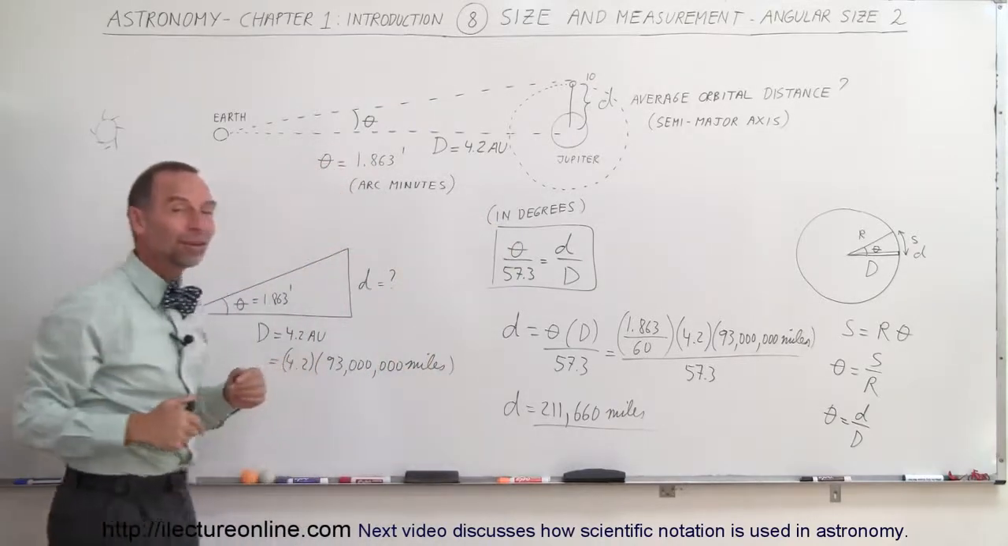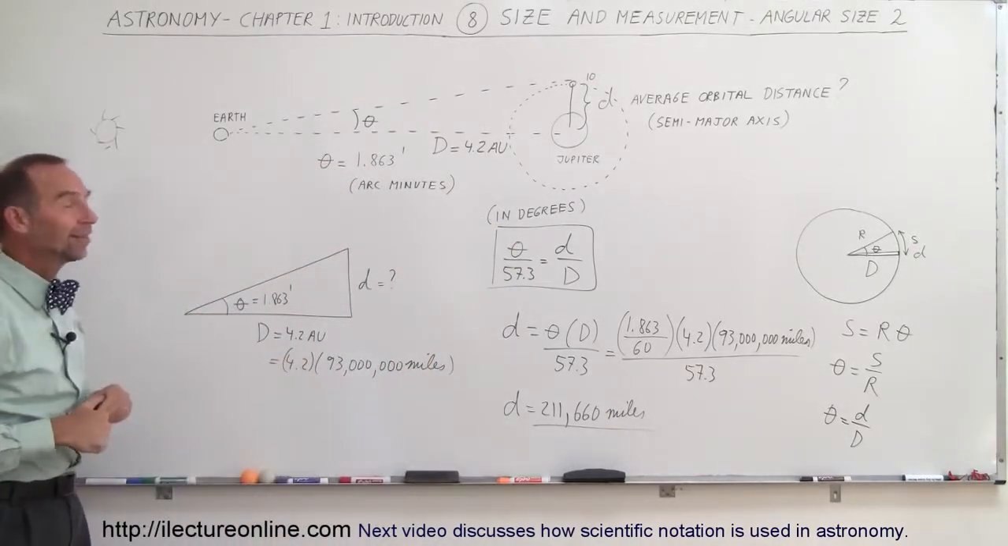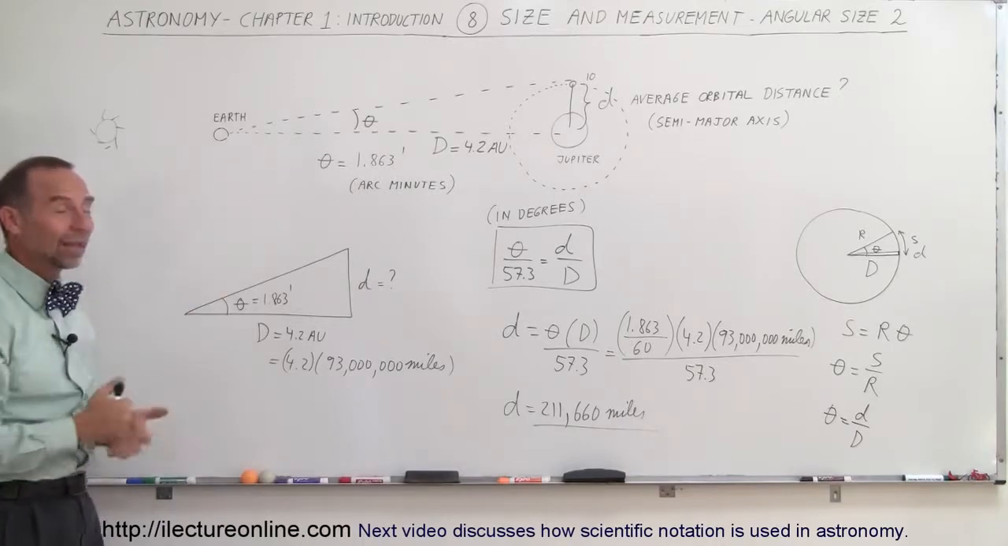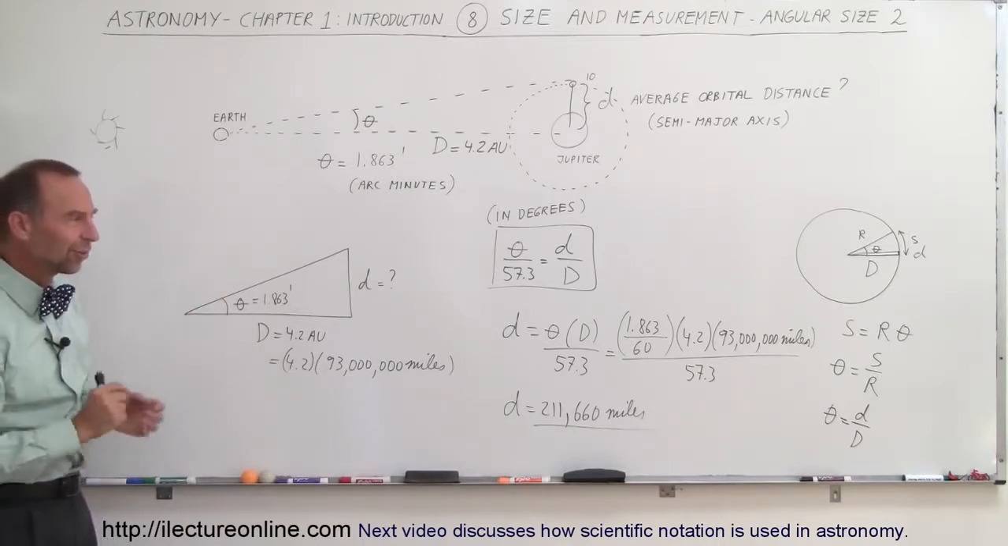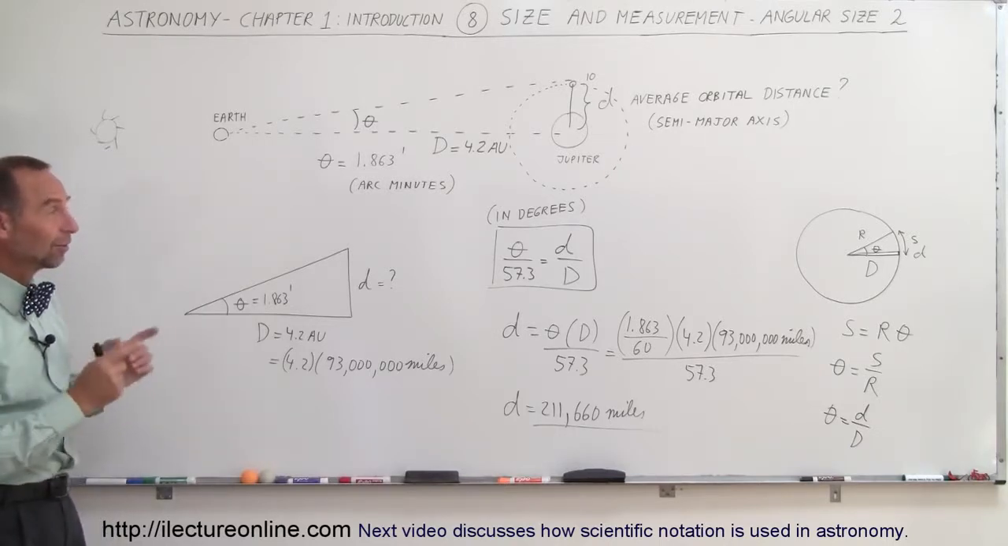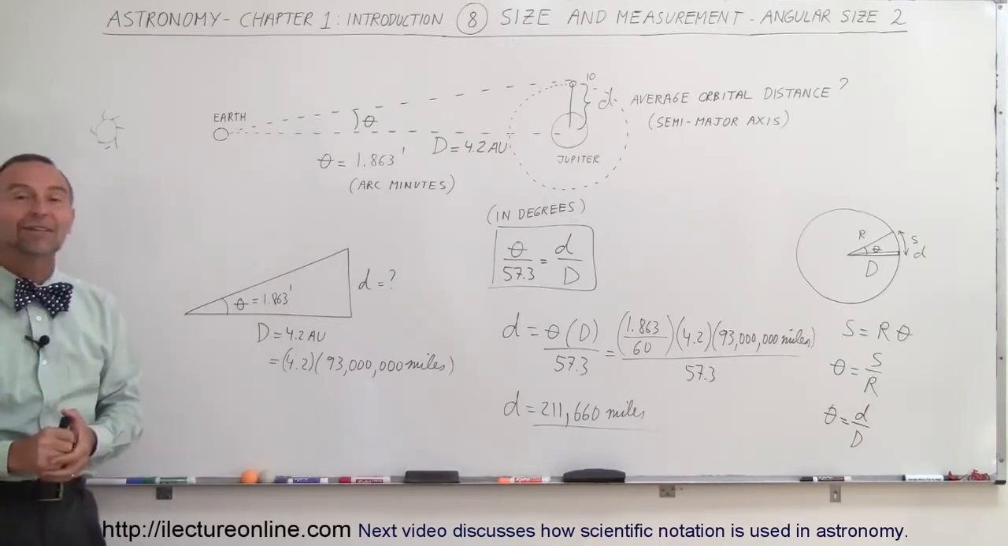Now, thanks to Kepler, we were able to figure out the distance to planets, but if we talk about an object that we don't know the distance to, of course, we can't use this technique. And we'll find out there's lots of techniques we came up with in astronomy to figure out the distance of things. But if we know the distance, this is the way we find the size of things.